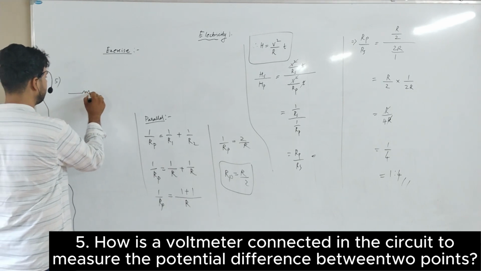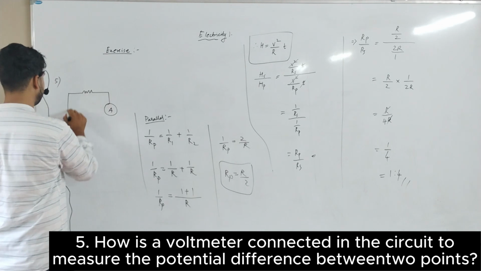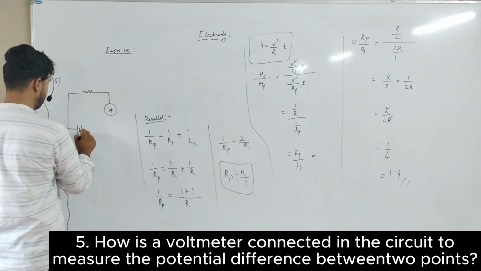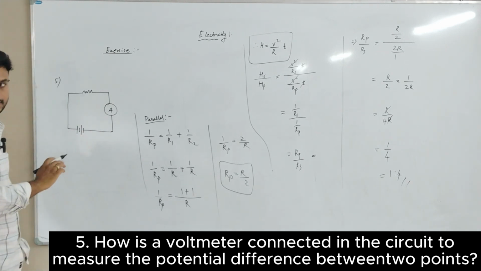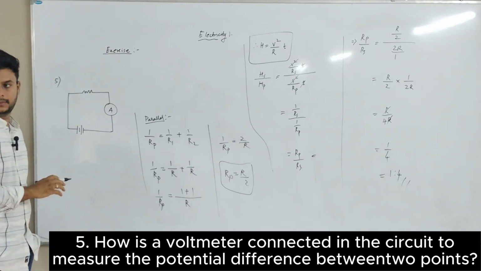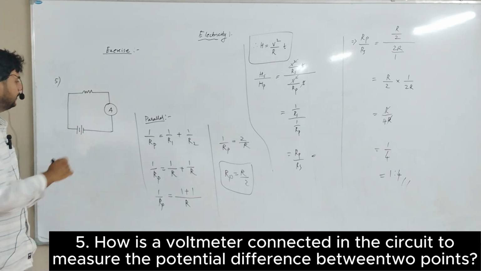If I have a resistance, this is our ammeter. This is our voltage supply. This is how our circuit is connected. So you guys should tell me where I should connect my voltmeter. This is the resistance R.